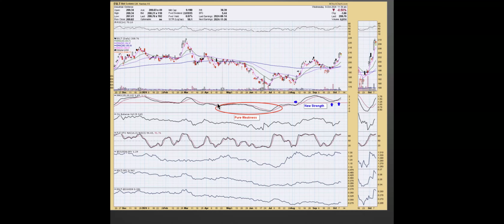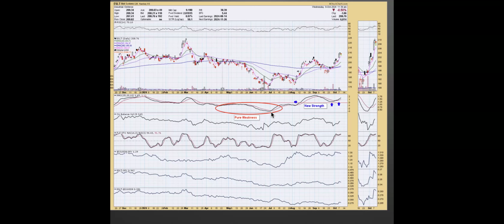So you can see the pure weakness on this chart where we had the PMO not only flat beneath the zero line over here, you can see price was flattening out, but then we got the PMO sell signal and the PMO continued to move down. And of course, price was still moving down.